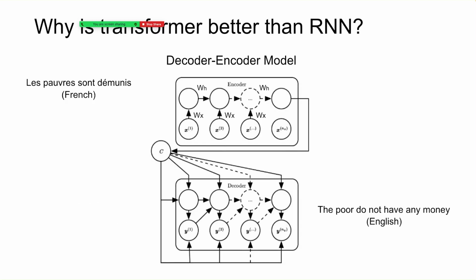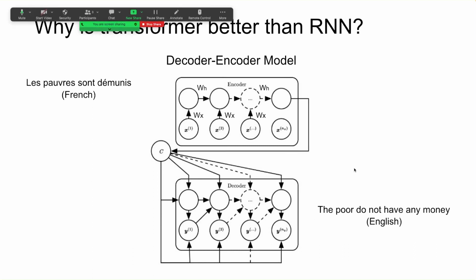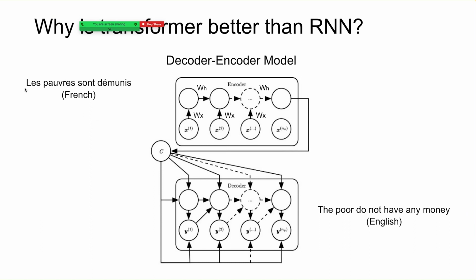Again, I'll use French and English because they're similar languages. I'd like to translate this French to this English. They both mean the same thing: the poor do not have any money. Most people don't speak French, so I'll just briefly talk through. Les literally means the. Pauvre means people. Sont means are. Démuni means penniless. It's an adjective for do not have any money.